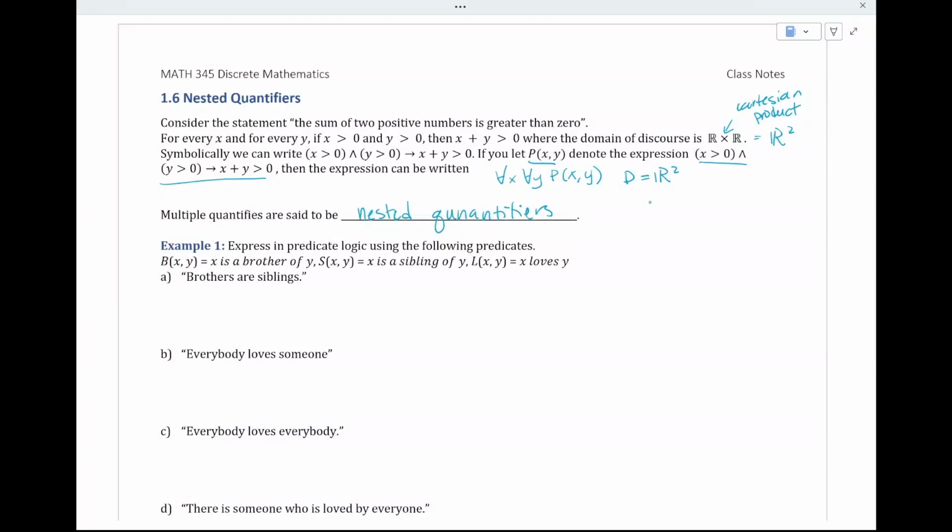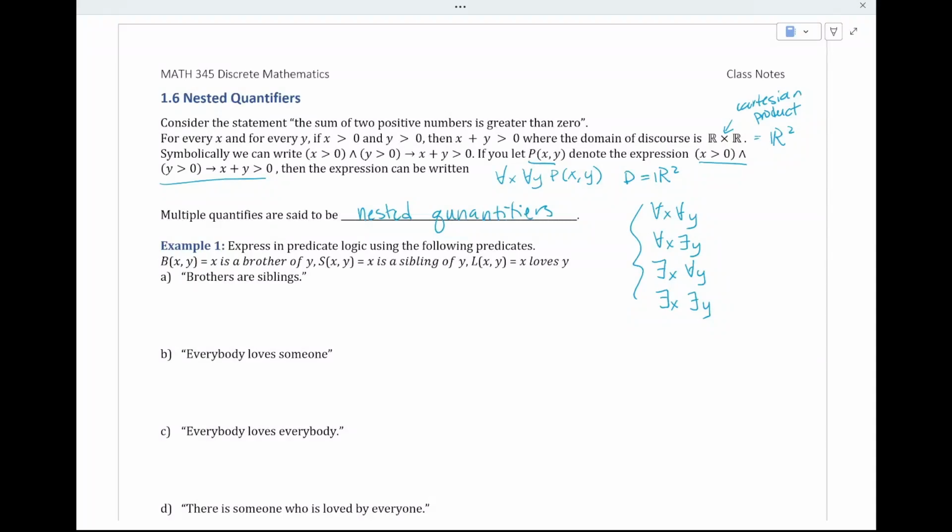The different combinations that we'll see are for all x and for all y. We'll see for all x there exists some y. We'll see there exists an x such that for all y. And we'll see there exists an x and there exists a y such that something is true. We are only going to deal with the case where we have two quantifiers together, but there are more. You can extend this idea further, but this is all that we're going to do in this class.